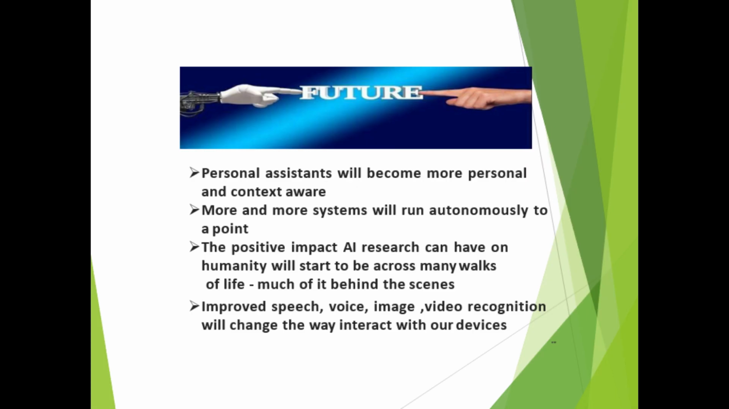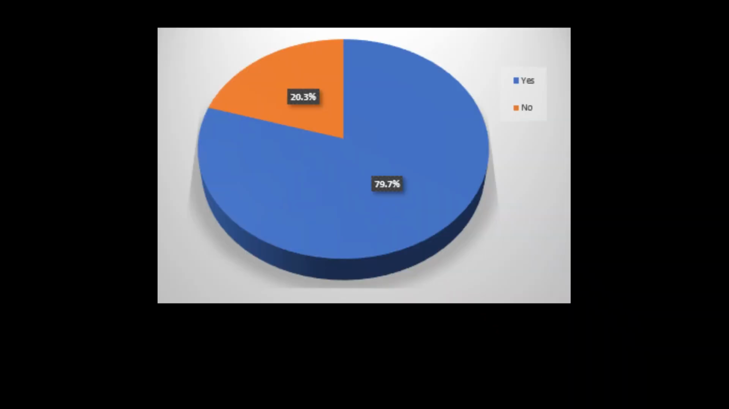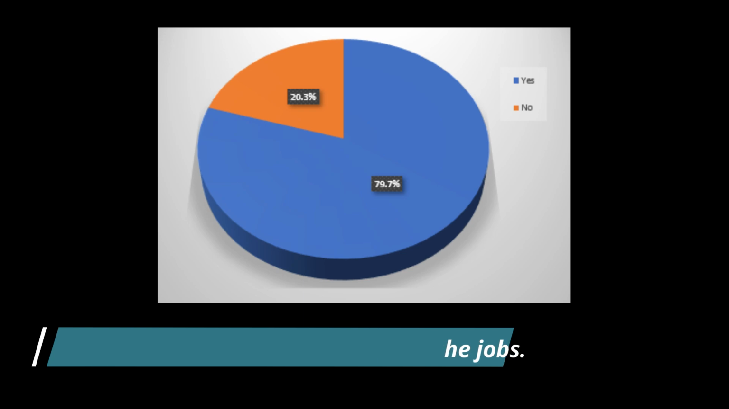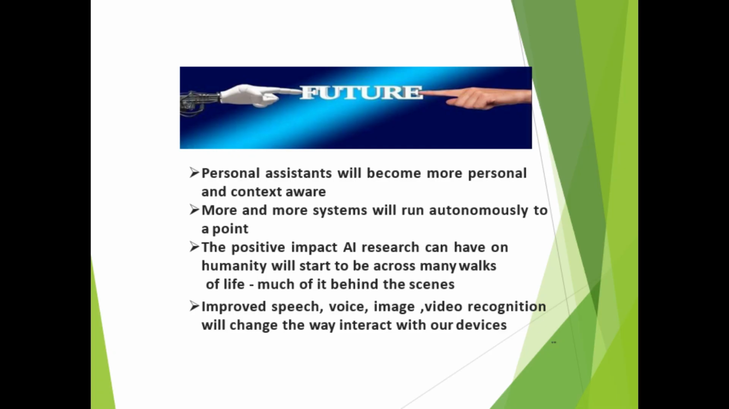Moving on, let's see what AI holds in the future for us. In the next 10 to 20 years, more and more systems will run autonomously. Here is what people think about this. 79.7% of people believe that AI is going to take over most jobs. As for the positive impact, AI research will start to be felt across many walks of life, much of it behind the scenes.